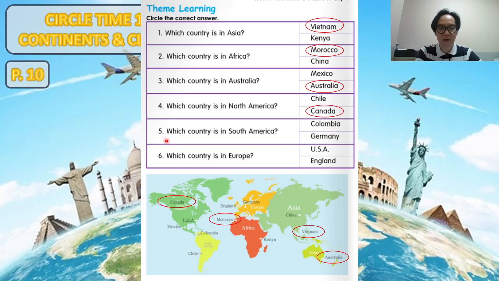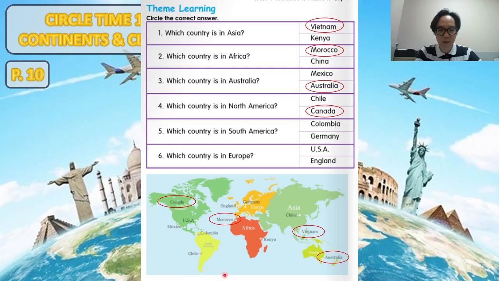Now, number 5 says, which country is in South America? We have Colombia, and remember this one? Germany. Do you remember where Germany was? Germany belongs to Europe, right? So that must mean Colombia must be in South America.